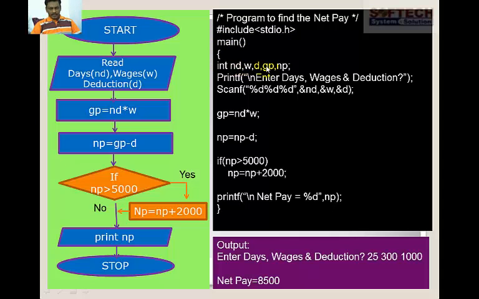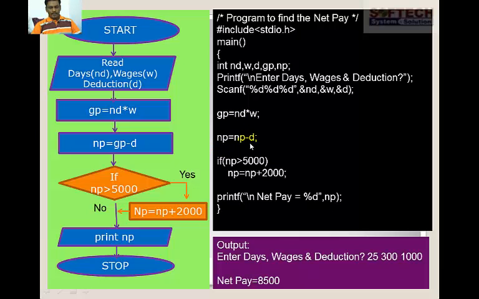We declare 5 variables because totally 5 variables are required to get input, process and output. Then we give some information to the user. So this is a printf: enter days, wages and deduction. Then we get 3 values. In this case, the values are 25, 300, 0 for ND, W, D appropriately. Then we calculate the gross pay. That is, GP is 25 into 300, 7,500.